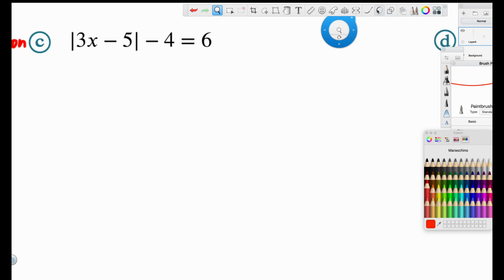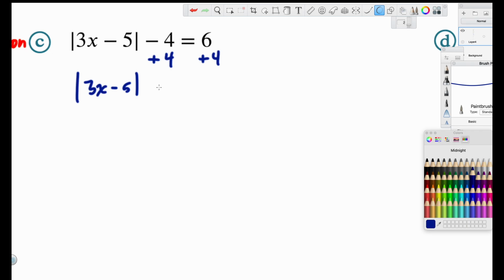Okay, C. So we have our absolute value of ax plus b here, and then c. Where would our c term be? Our c needs to be over here, but I have this -4. So before we analyze this, let's add 4 to both sides so we get our c value. And we see that our c value is greater than 0, so this means we are going to have two solutions.